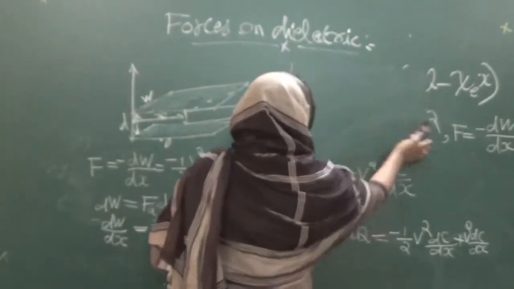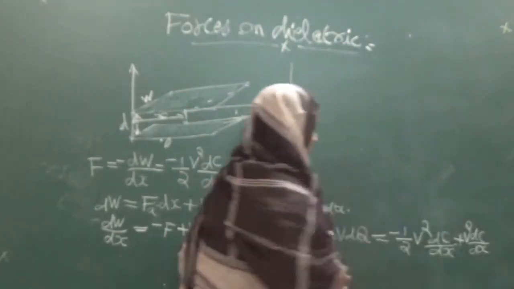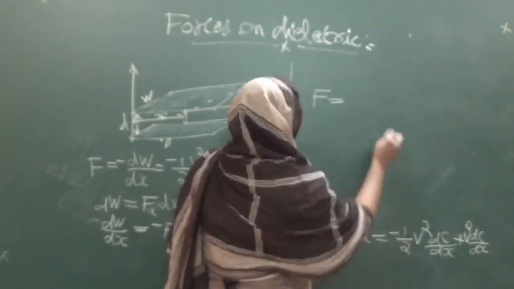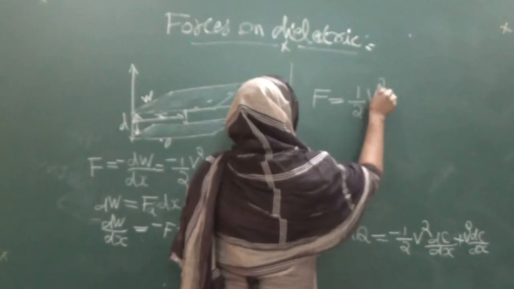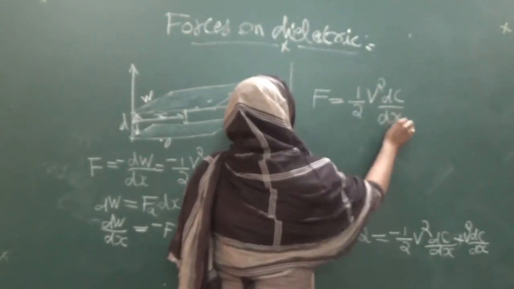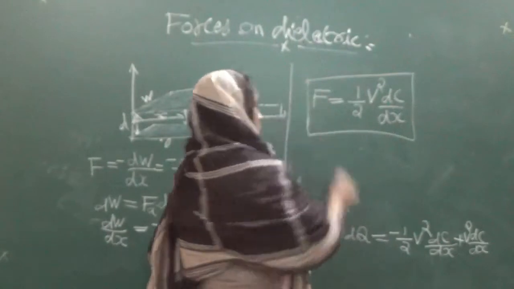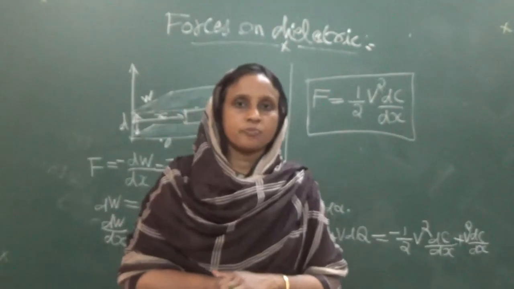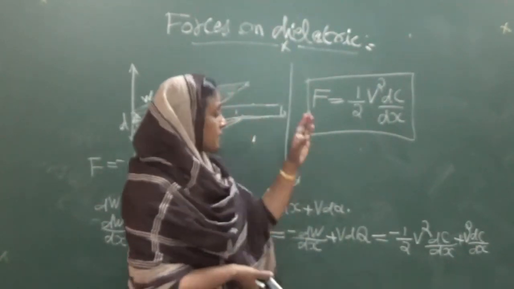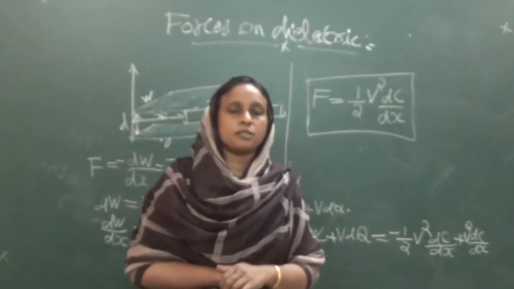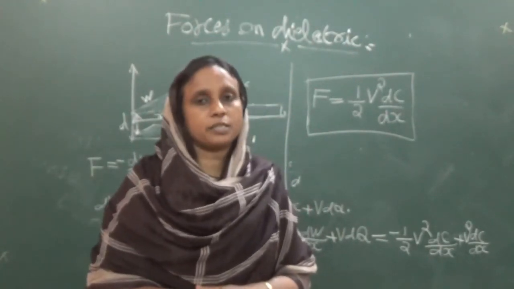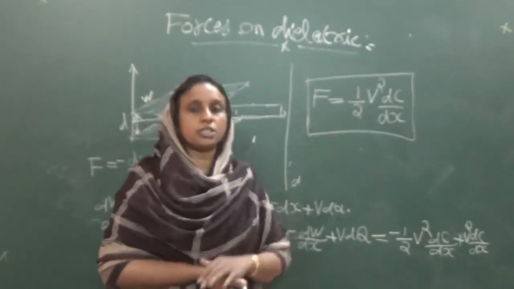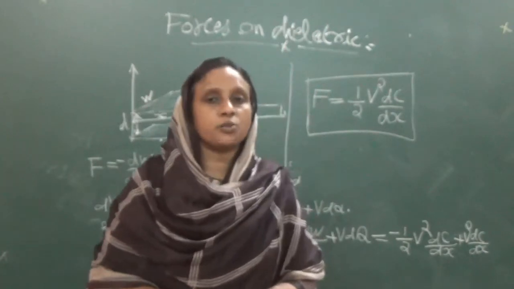So what we get here is that the electric force acting on the dielectric is given by half V square dC by dx. Okay, this is the electric force acting on a dielectric. So these are the important concepts in this chapter, electric fields in matter. I think I can wind up here. In this portion, we found the force acting on a dielectric.